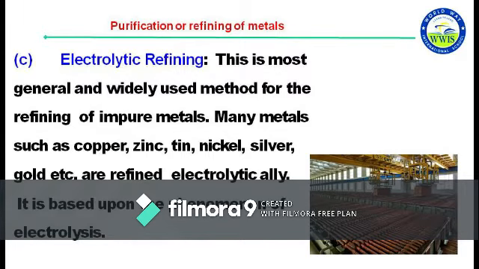The next topic, electrolytic refining. It is one of the purification methods that guides us to refine the metals which are present in impure state. This type of refining can be conducted for the elements such as copper, zinc, tin, etc. The electrolysis process is basically carried out for these metals and the process is named as electrolytic refining.